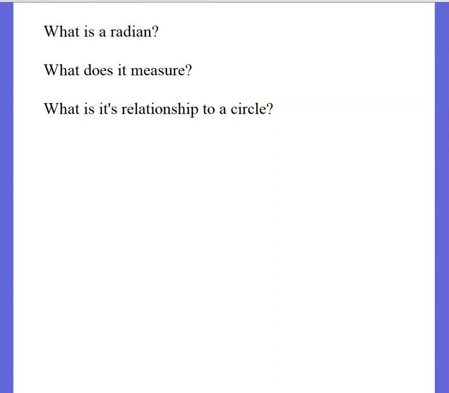Hi guys, welcome to our first lesson, which is the first lesson of chapter 5. Some of the questions that we're going to be answering today are what is a radian, what does it measure, and what's its relationship to a circle?